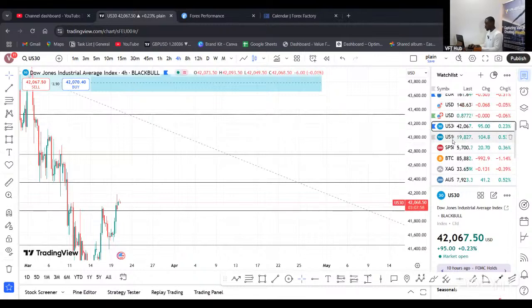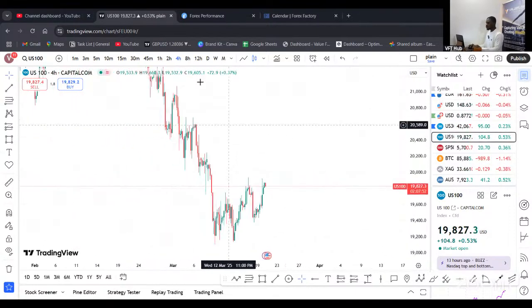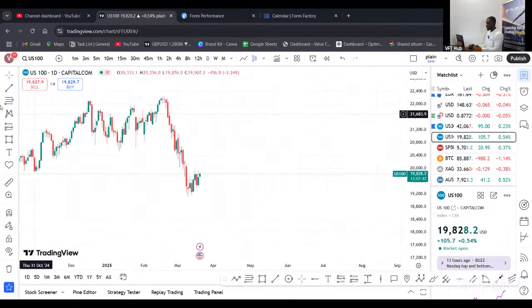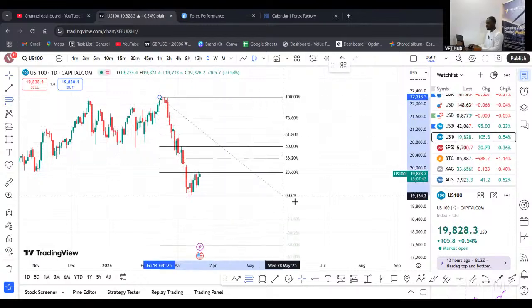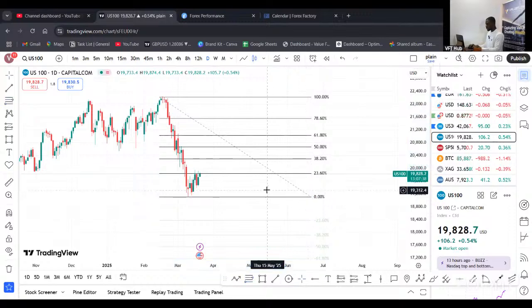All right, that being said, on US 30, we can go to the next one, which is the NASDAQ, that's US 100 in the market. For US 100, we also stated that we are bearish from a technical perspective, and we drew our fib from this last swing to this last low, right?